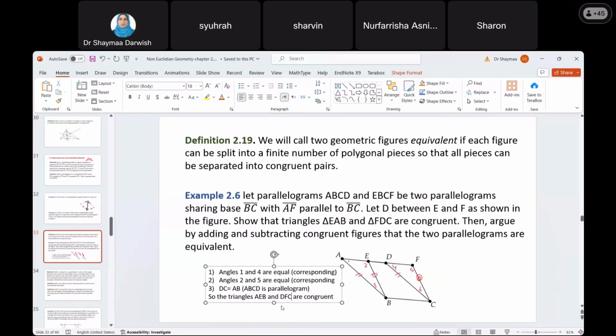When you write the congruence, make angle A equal to angle D, angle E equal to angle F, angle B equal to angle C. Try to write congruent angles corresponding to each other. So now I have the corresponding angles. These triangles are congruent, and the two parallelograms are equivalent, and here you can prove they are identical as well. They are congruent as well, not only equivalent.